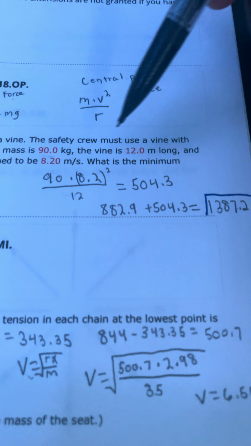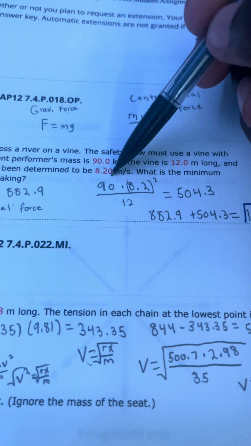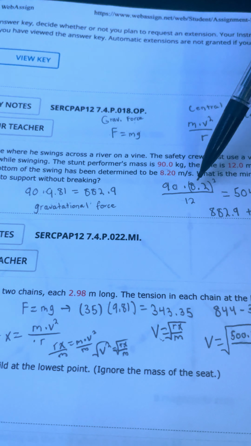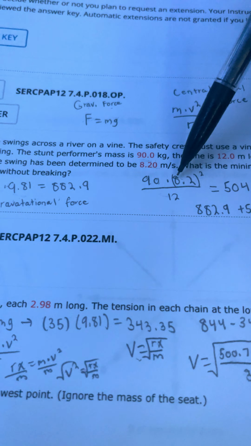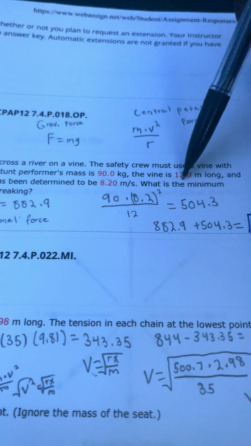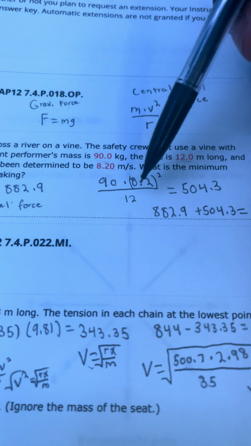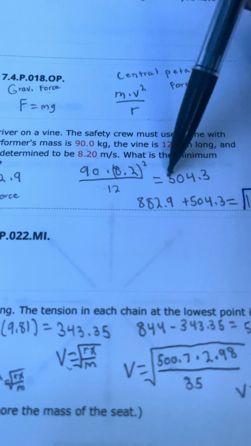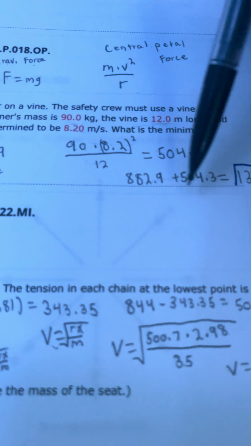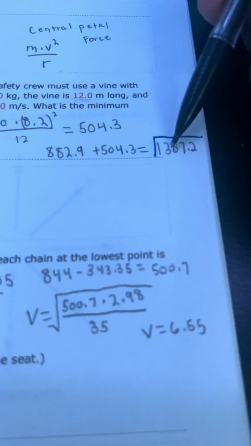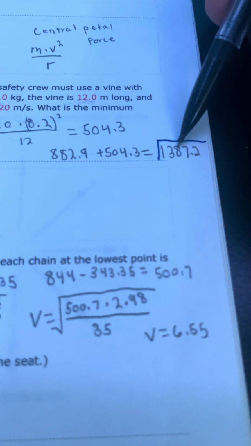And to find the centripetal force, we take the mass of the performer times the speed of how much they were swinging, which is 8.2, which is given, and then we use how long the vine was, the R, and we put that on our calculators. We find it to be 504.3, and then we just add it together to find the minimum tension force of 1,387.2 newtons, which is the answer right there.